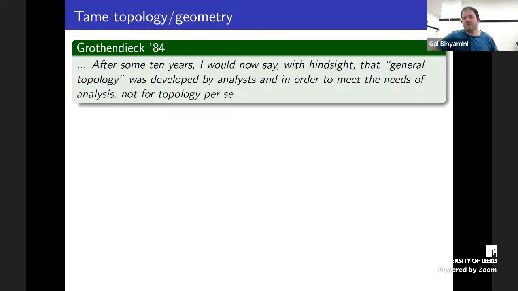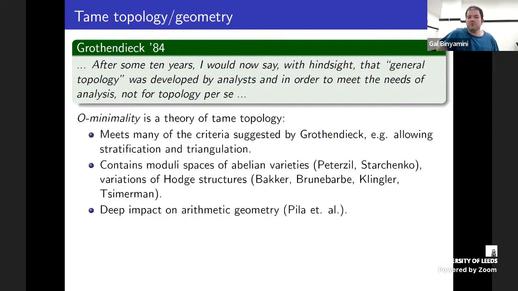So what he meant was that in general topology you have some kind of strange phenomena like space filling curves and all kinds of spaces that are not phenomena we expect to deal with when we are trying to do geometry. And so he wanted to develop some kind of theory that is more tame, where you see really the geometric phenomena and not some strange noise. And o-minimality was suggested by van den Dries as a candidate to realize at least certain aspects of this program. And it does meet many of the criteria.